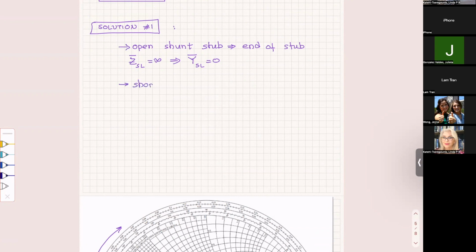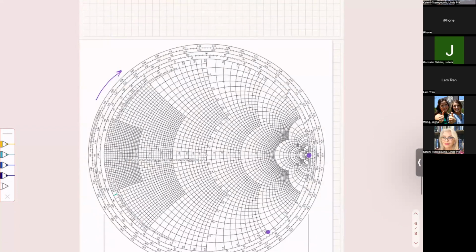For a short end, meaning shorted at the end, shunt stub, it means that ZSL is going to be 0, or YSL is going to be infinite. In fact, that is here. That's solution 2. And for solution 1, in terms of Y, we are here. All right, that's solution 1.